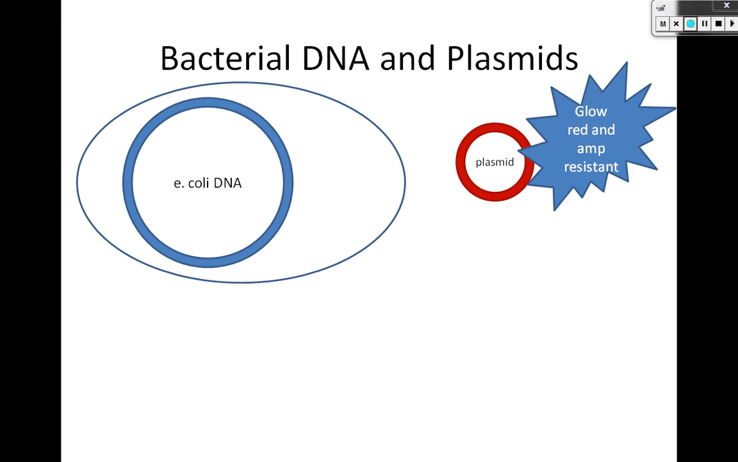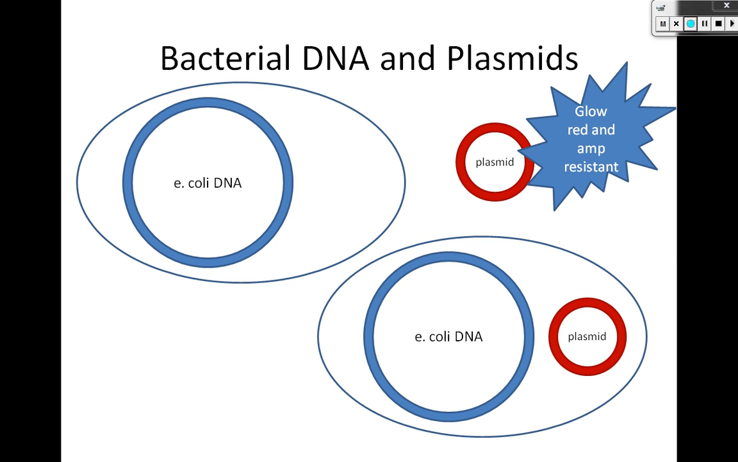Okay? So we have a plasmid that glows red or possibly orange, I can't remember which color I ordered, and is resistant to an antibiotic called ampicillin. So ampicillin normally kills E. coli. E. coli is not resistant to ampicillin. But what we're going to do is insert this plasmid into the E. coli. So this, by the way, is the entire E. coli cell membrane. We're going to insert the plasmid in there, and then the E. coli will also start to make the proteins of the plasmid.